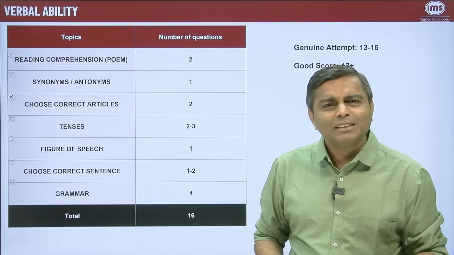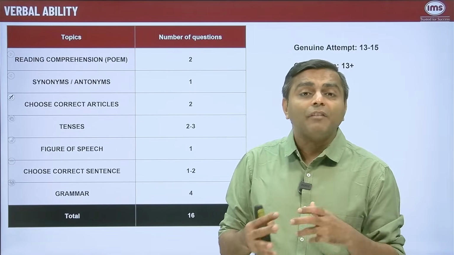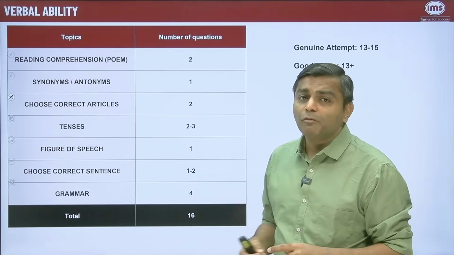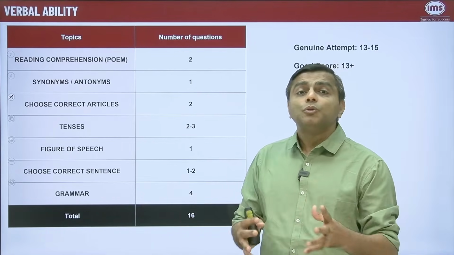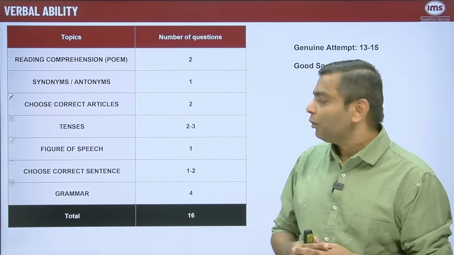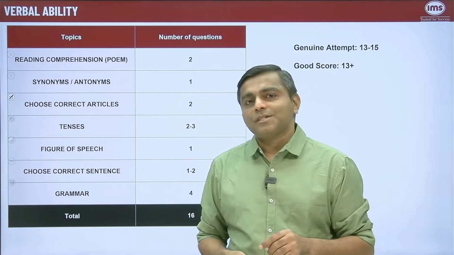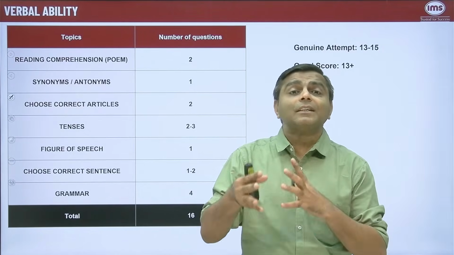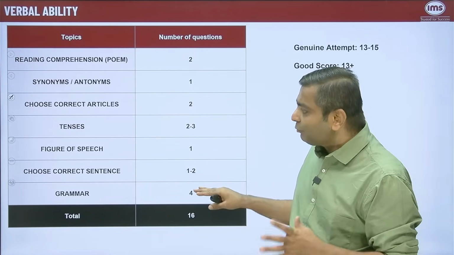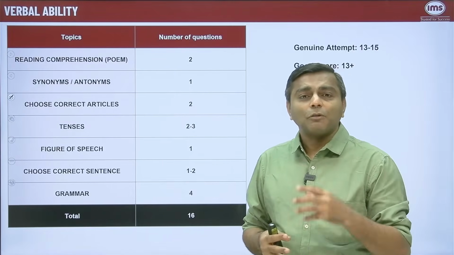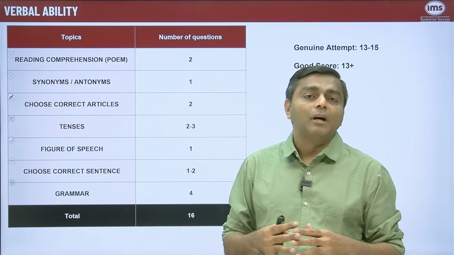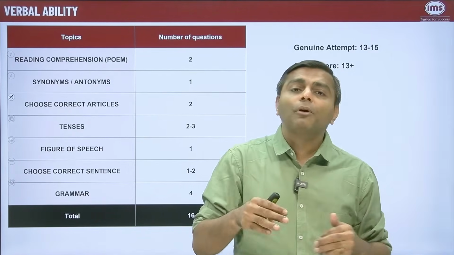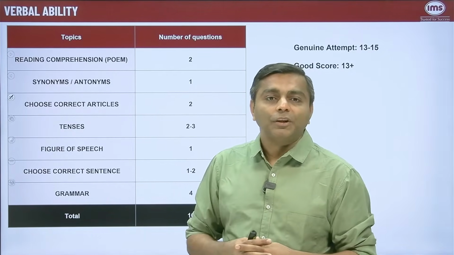2 to 3 questions from the tenses, but again very basic, not really a very, very difficult variation of the tenses. So basic questions on tenses. One question came from figures of speech, and choosing the grammatically correct sentence. There were one or 2 questions. 3 to 4 questions were of basic grammar. So, surprisingly, there was no direct synonym antonym question, but grammar was tested extensively. There was only one question that had synonym antonym, but grammar. So, grammar was way more important vis-a-vis vocab for this particular attempt.